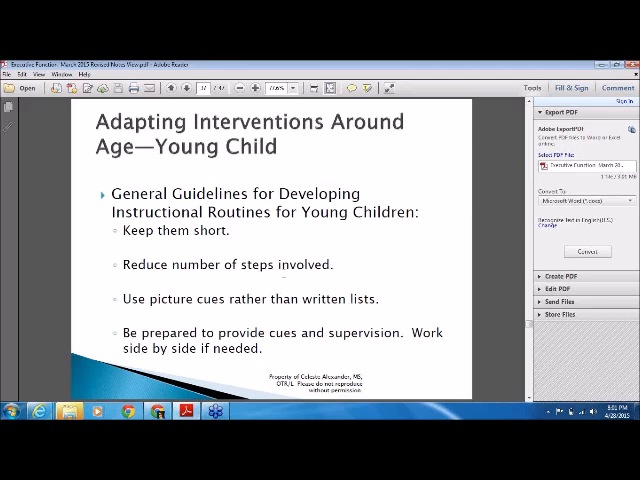All right, so let's talk about more interventions around the young child. So again, general guidelines for developing things for young children, as we know. And these are good, instructional routines, and keeping them short, reducing the number of steps involved, using picture cues rather than written lists, be prepared to provide cues and supervision, work side by side if needed.